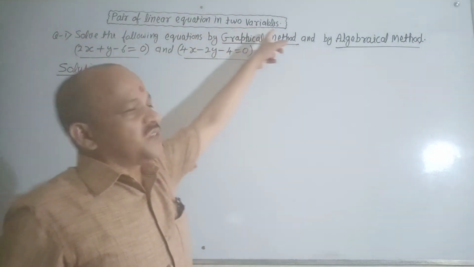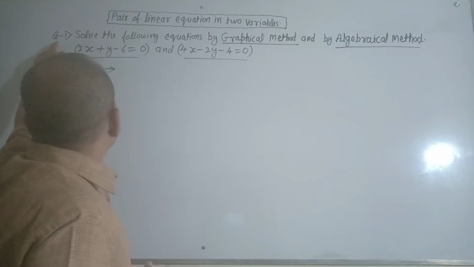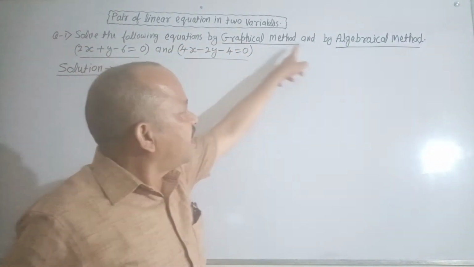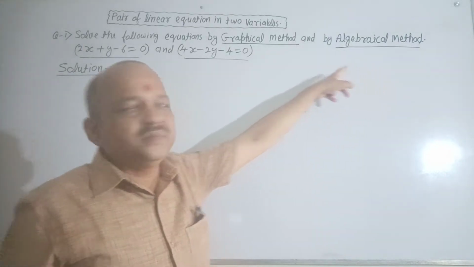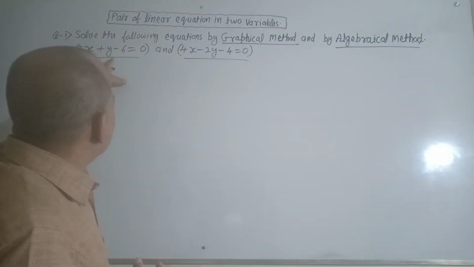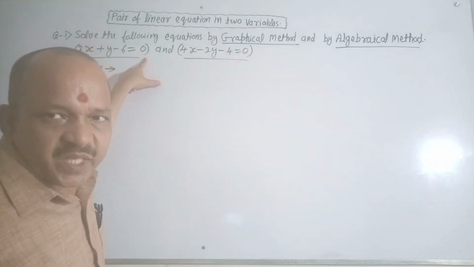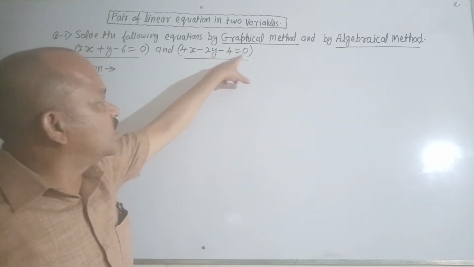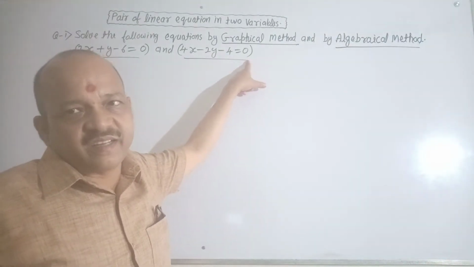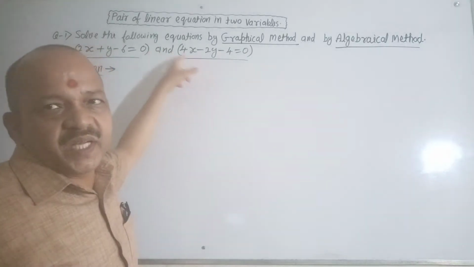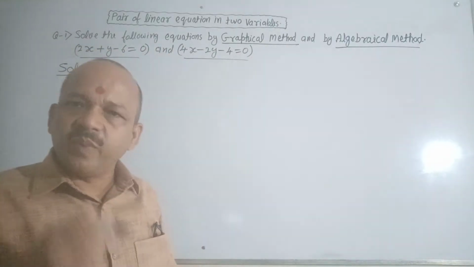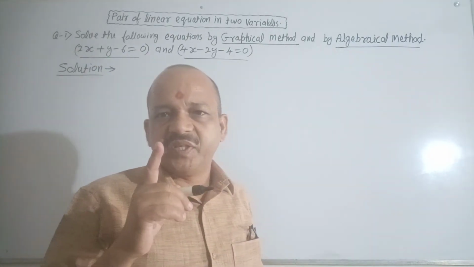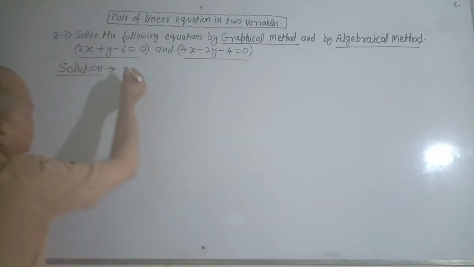Pair of linear equations in two variables. Question. Solve the following equations by graphical method and by algebraical method. 2x plus y minus 6 equal to 0, it is the first equation. And 4x minus 2y minus 4 equal to 0, it is the second equation. You solve equation first and equation second by graphical method and by algebraical method. Clear?